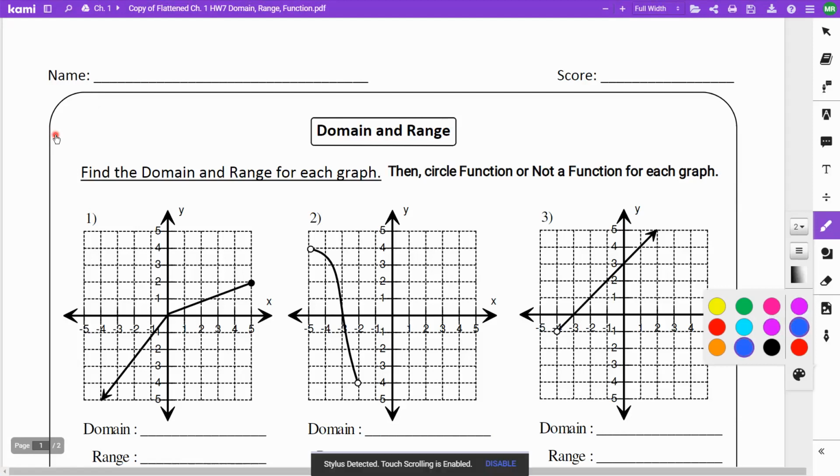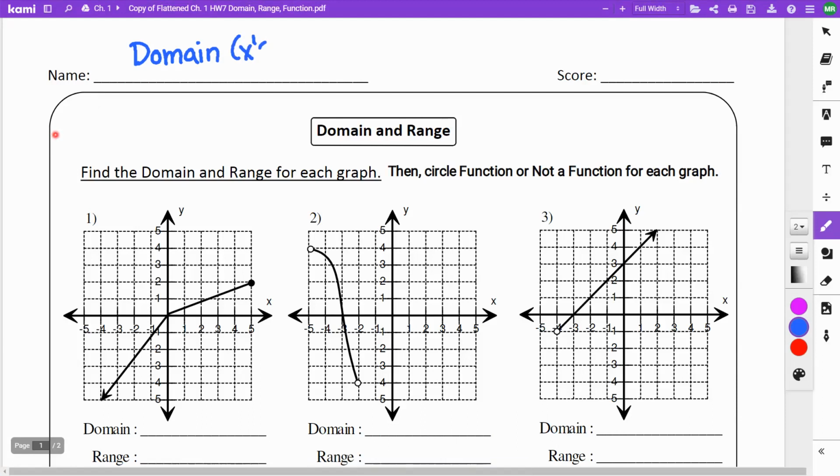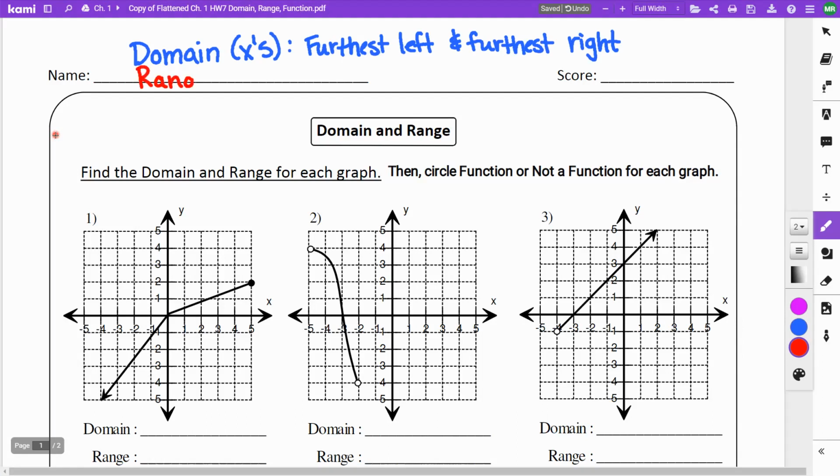And just a quick little reminder, domain are your x's. You want to think, what is the furthest left and furthest right that a graph goes. Your range is your y's. You want to think, what is the lowest and the highest that a graph goes.